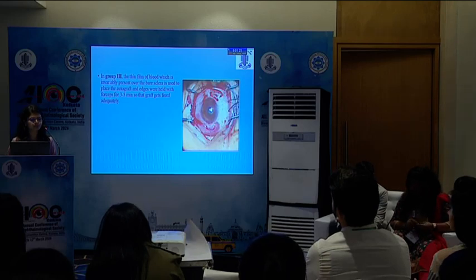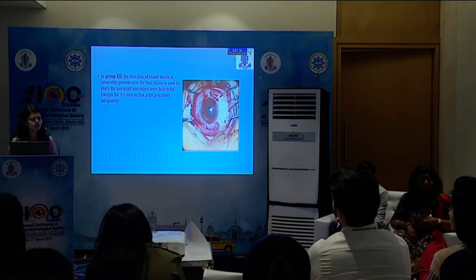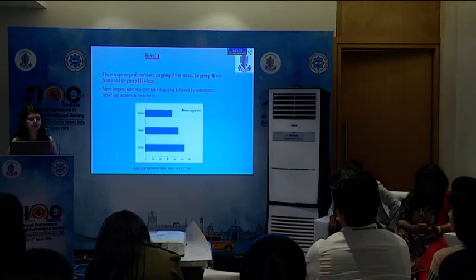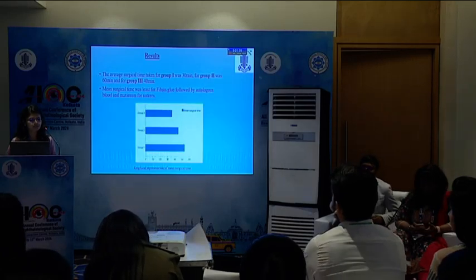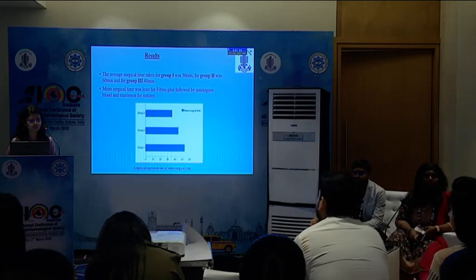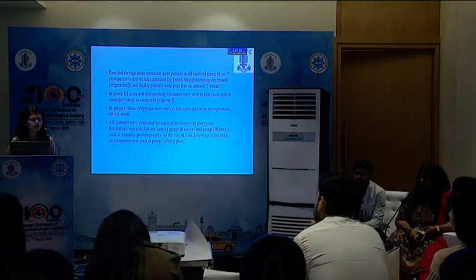In group 3, a thin film of blood which is invariably present over the bare sclera is used to place the graft, and the edges were held with the forceps for 3 to 5 minutes so that the graft gets fixed. The results: surgical time for group 1 was 30 minutes, for group 2 was 60, and group 3 was 40 minutes. Pain and foreign body sensations were present in all cases of both group 2 and 3, that is with suture and blood, and recovered after 2 to 3 weeks.